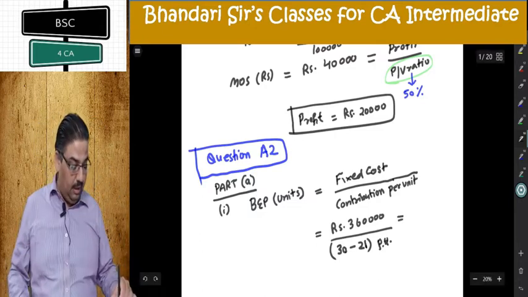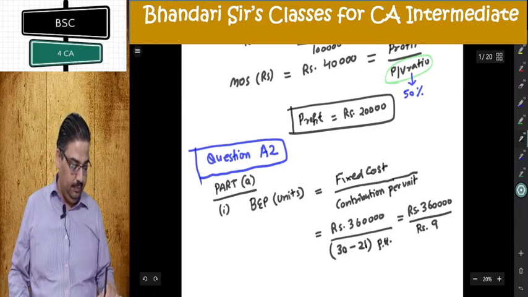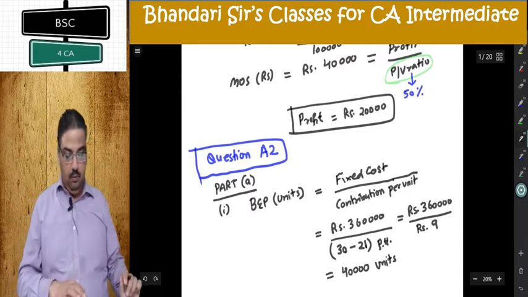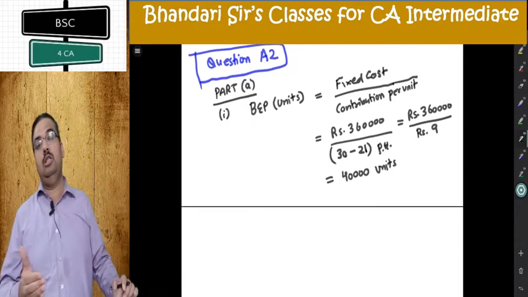So from there I am getting 3,60,000 divided by rupees 9. It makes 40,000 units. 40,000 units or 40,000 chappals, whatever you call it. The unit of measurement is chappals in this question.